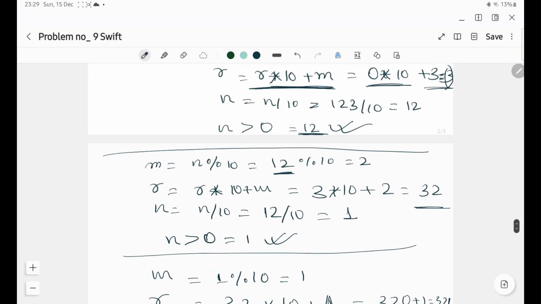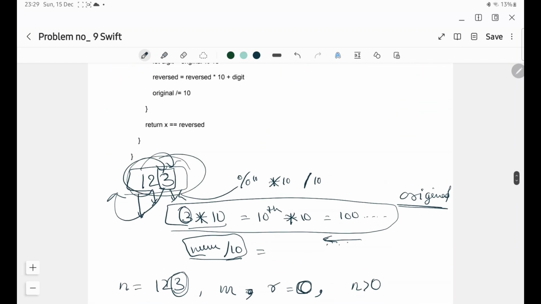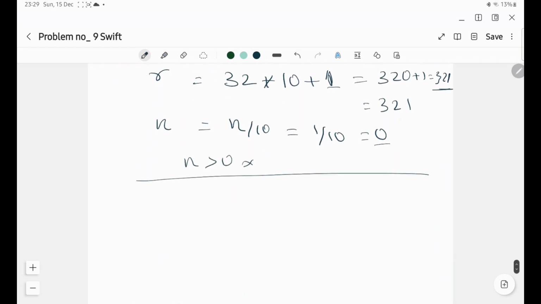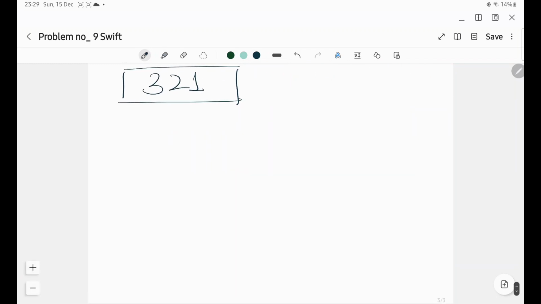So if you see, at the beginning we took our number as 1 2 3, right? Now it has become 3 2 1. So this is how the reverse operation works in programming. So let's quickly check one more value, 1 2 1, because it's a palindrome question.